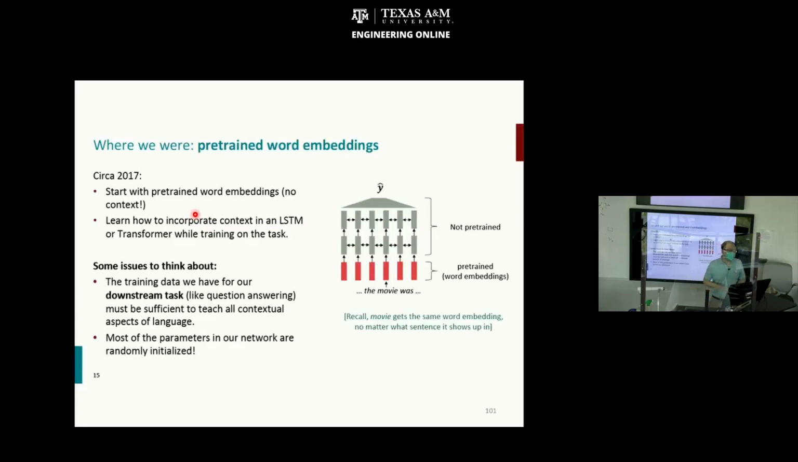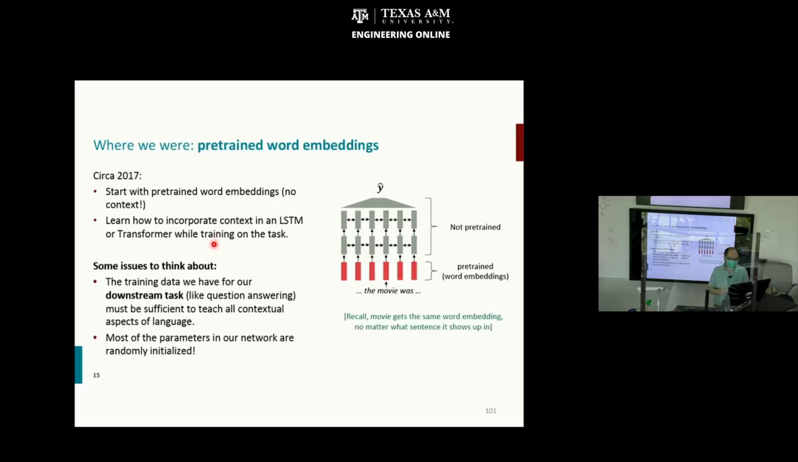So, pre-trained NLP. We can start with word embeddings, for instance. Before 2017, we basically just used the pre-trained word embeddings themselves, without necessarily the context available. And then we incorporate these embeddings into LSTMs or transformers, and at the same time we add the context information there, and then train on the task. So that was the previous strategy.